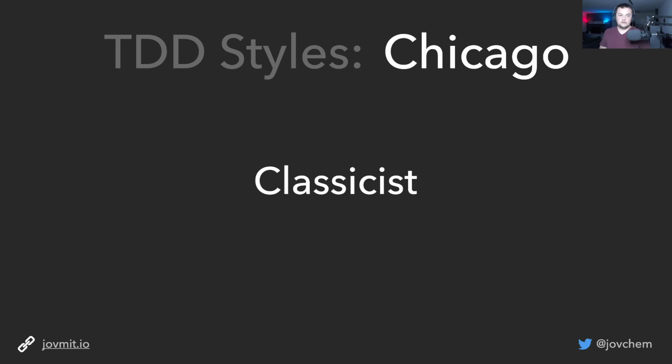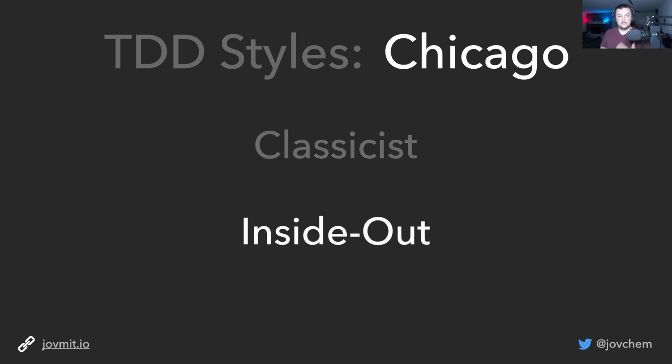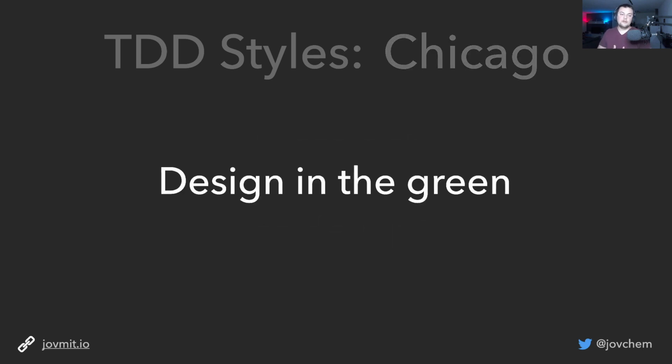Let's take a look at the Chicago school. It is also known as classicist and inside out. And here inside out means the way of designing the software. So we are starting from the core of the thing that we are building, and we are working outwards. While we are refactoring, some design emerges, and that design emerges from inside outwards. That's why inside out. One specific thing about this test-driven development style is that we are always designing in the green.